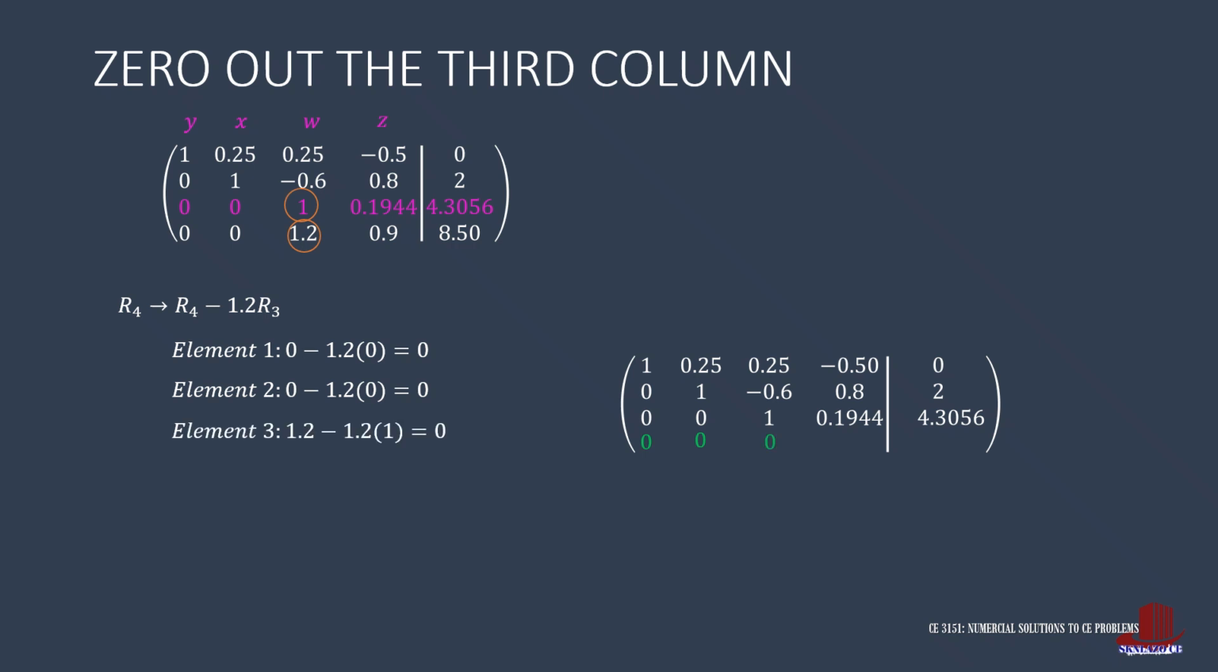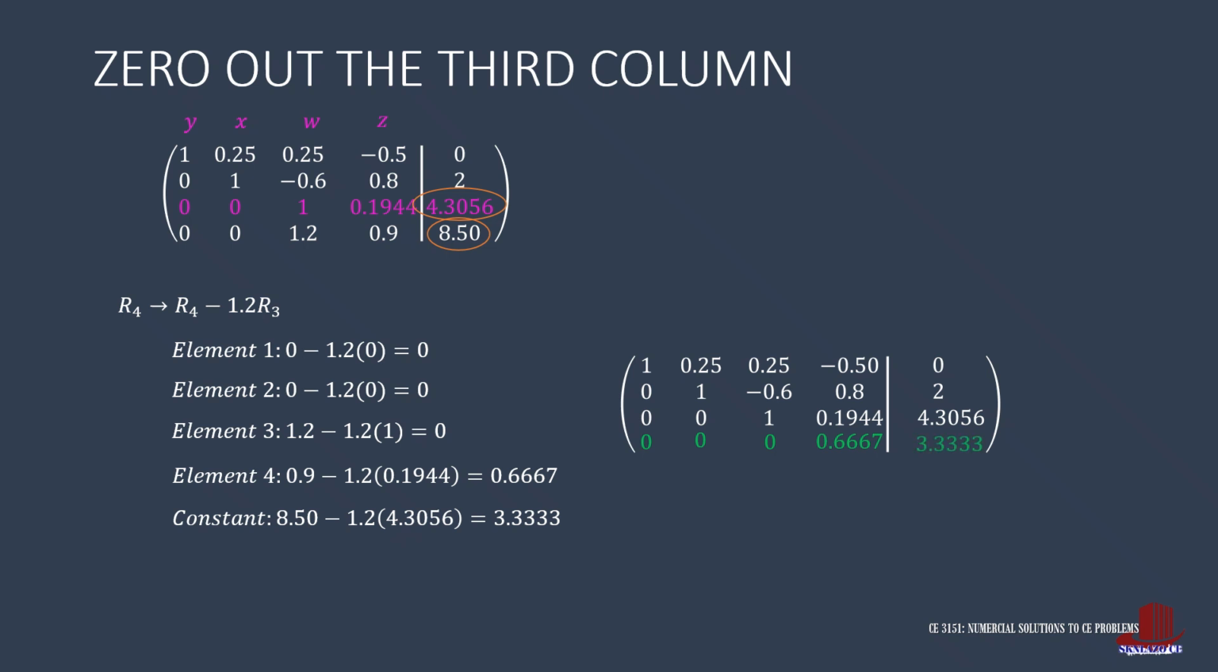The next is 0.9 less 1.2 of 0.1944, simplified as 0.6667. Then last is 8.5 minus 1.2 times 4.3056, reduced to 3 and 1/3.